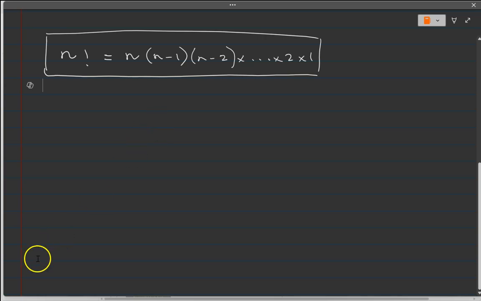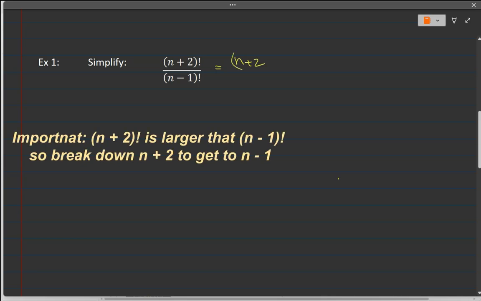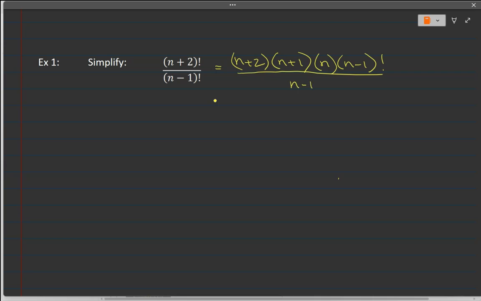Okay, let's do a couple of examples. First one, simplify this expression, (n plus 2) factorial divided by (n minus 1) factorial. All right, so we're going to employ the factorial notation. So (n plus 2) factorial, I can write it as start with n plus 2, and then I'm going to go down by 1 unit every time. The next one is n plus 1, and I'm going to go down again, n, because n plus 1 minus 1 is n, and then one more time, (n minus 1) factorial. I'm going to stop there, and there's a reason for that, and you can see it right now.